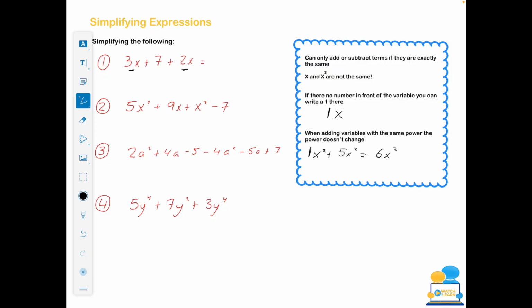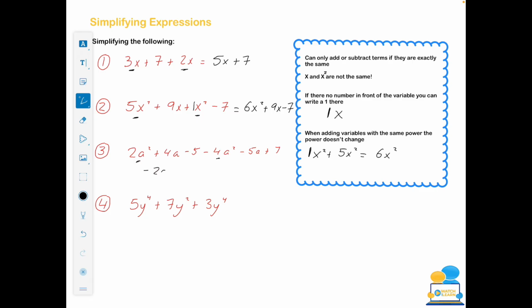Now we're going to look at the 4 examples here. So 3x plus 7x plus 2x. The 3x and the 2x have the same letters with them, so I can add them. That'll be 5x plus 7. Nothing more I can do with that. That's that expression simplified. Next one, a little bit trickier. We have 5x squared plus 1x squared. So in total we have 6x squared. We have 9x. And we have minus 7.